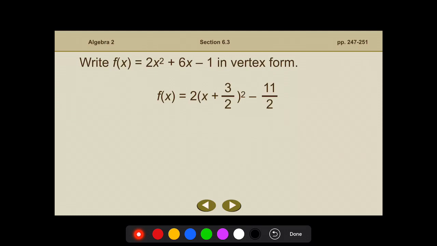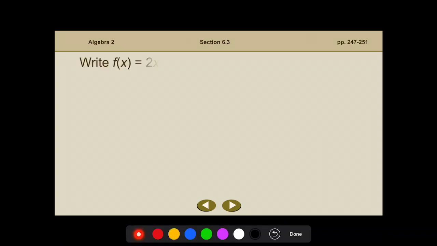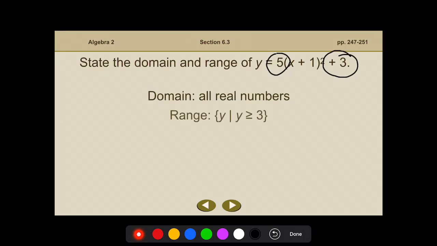Write this in vertex form. It's just some good practice here. We're not going to go through the process, but we would complete the square. You'd get it in this form right here in vertex form. Let's take a look at something on that one real quick. Let's see if I can get back to it.